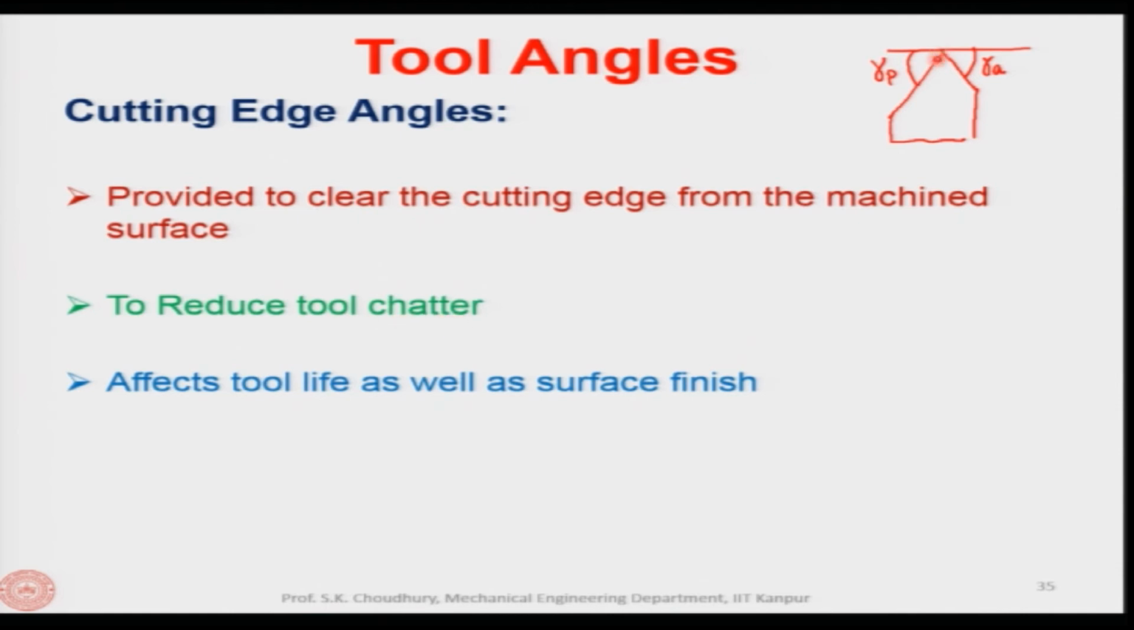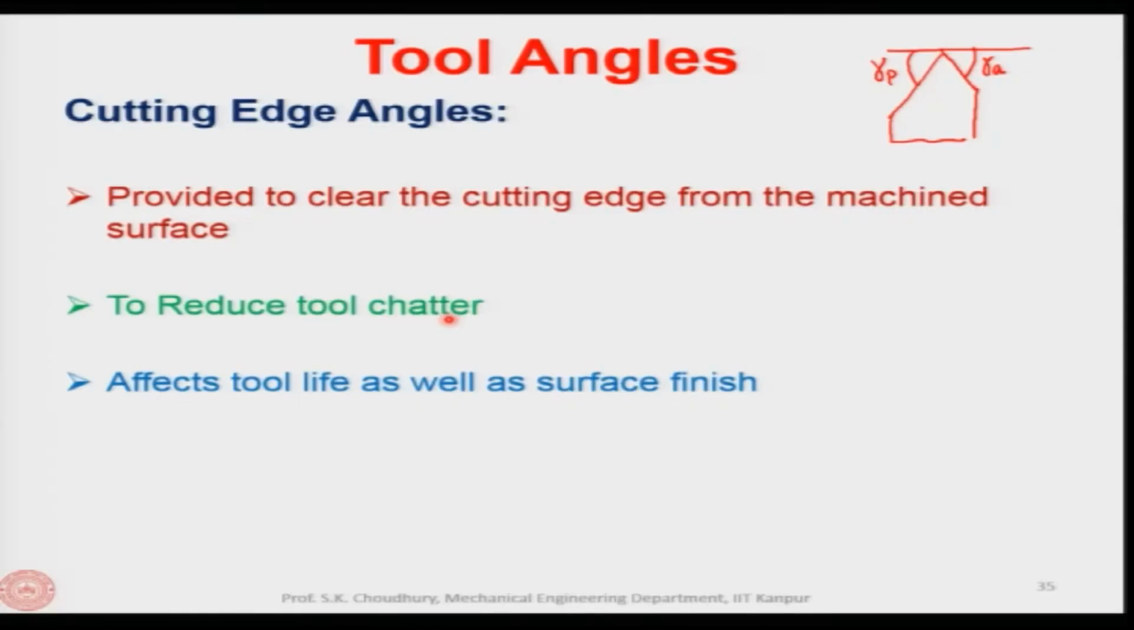Otherwise, if one of these angles is more, then the forces which are actually pushing the tool away from the workpiece, the radial forces, I will explain those radial forces just after this, will be higher, and the tool will start chattering. Chattering is self excited vibration. Okay. So, to reduce the chatter, which is the self excited vibration, we have to control the cutting edge angles. It affects the tool life as well as the surface finish. The reason is the same as given for the flank angles and the rake angles.